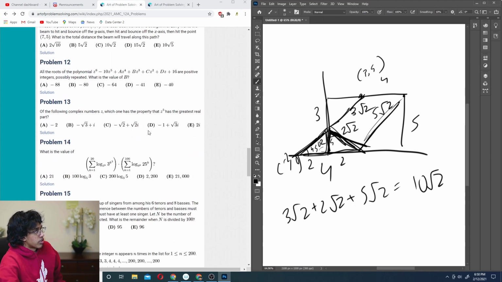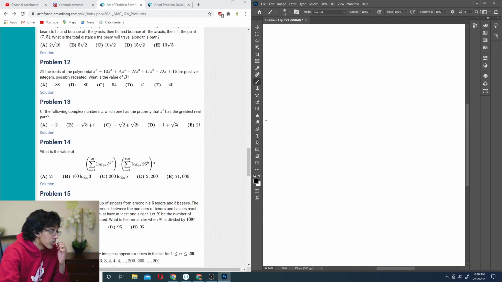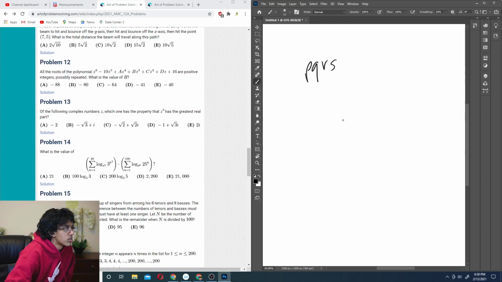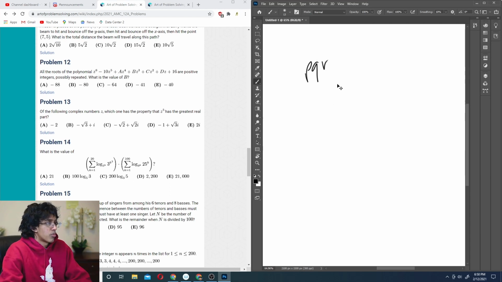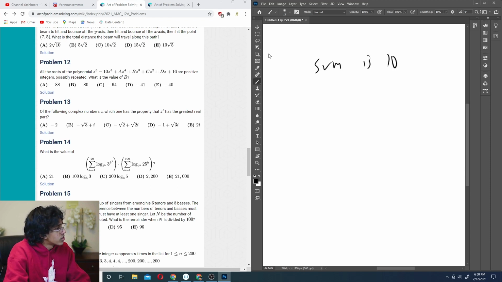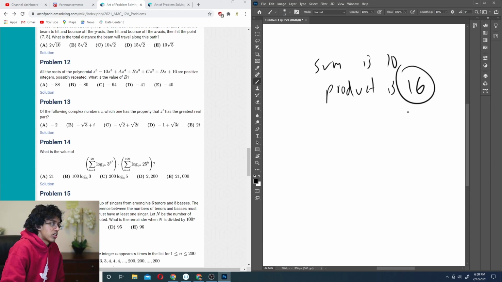Epic. Alright, problem number 12. All the roots of the polynomial are positive integers, possibly repeated, what is the value of... Okay, so essentially you know the product of the roots. P, Q, R, S, or wait, what? Possibly repeated. Okay, well you basically know the sum of the roots is 10, and then the signs alternate negative, positive, negative, positive, negative, positive, so the product is 16. As soon as you see 16, your options are pretty limited. You need them to be positive integers, and you need the sum to be 10. So essentially you could just guess and check. That's how I did it.